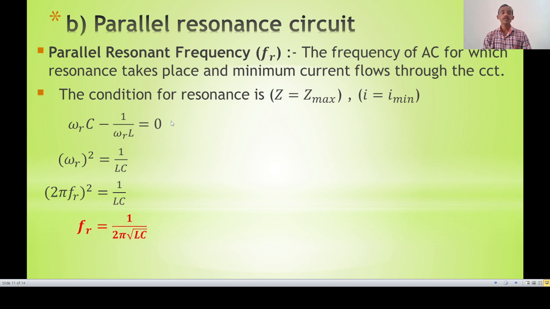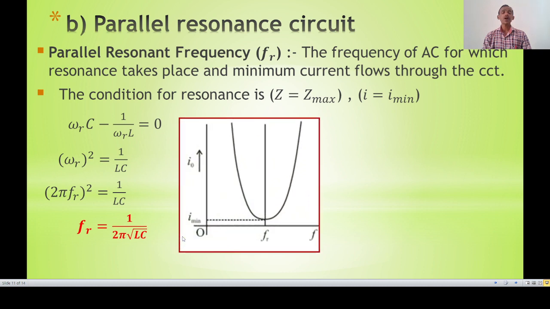And from this equation, the resonant frequency of the parallel combination we can also write as f_r is equal to 1 upon 2 pi under root LC. But if we plot the graph of current flowing through the parallel resonance circuit against frequency, we get the graph in this manner.